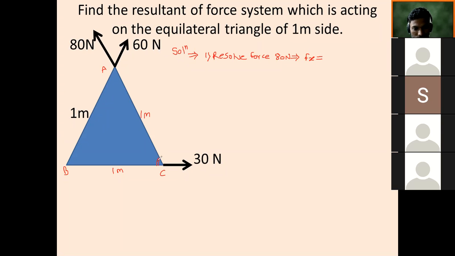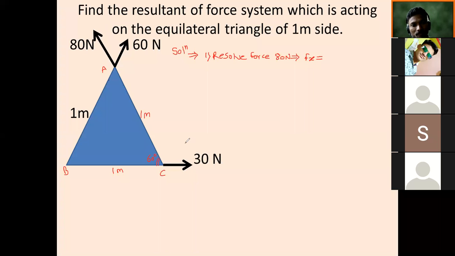Where my cursor is, are you observing? At point C, it is 60 degrees. So what is this 60 degree angle made with, the X axis or the Y axis, by the 80 Newton force? The X axis.